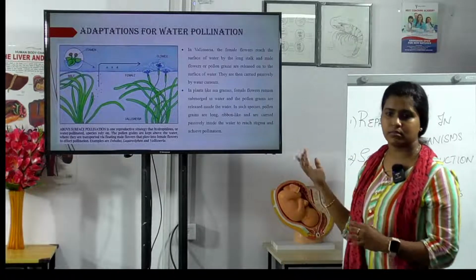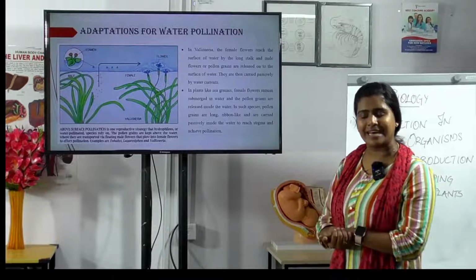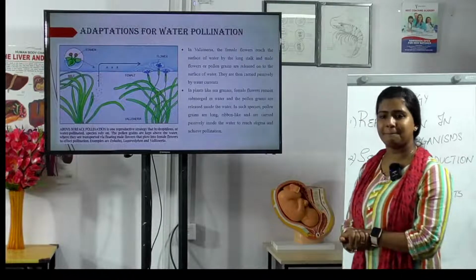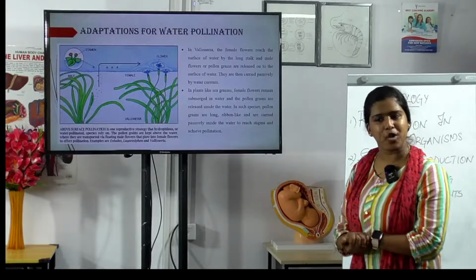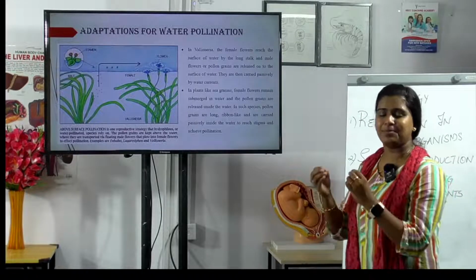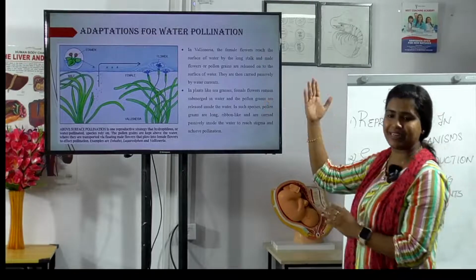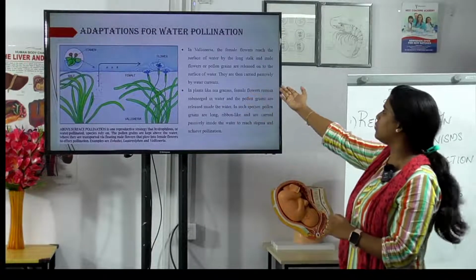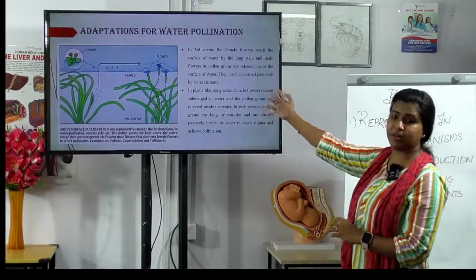They release their anther, they release their stamen, they release their pollen grains. And the pollen grains, what do they do? Using the water medium, they migrate to the flower. Okay, the female flower is erect above the water.